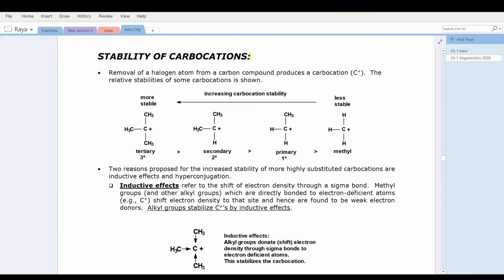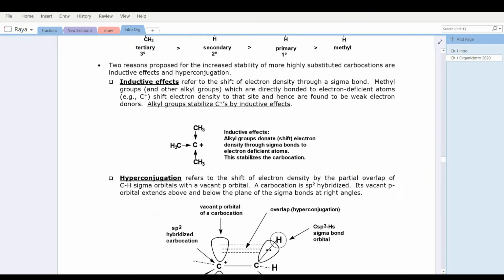So, what is it that causes alkyl groups to stabilize carbocations? Somehow they must be donating electron density to this electron deficient carbon. There are 2 theories proposed for how this happens. One is called the inductive effect, which basically says that alkyl groups covalently bonded to a carbocation act as if the bond was polar. And why not?